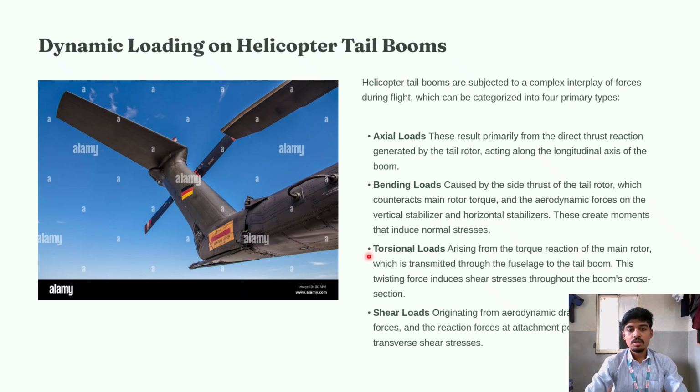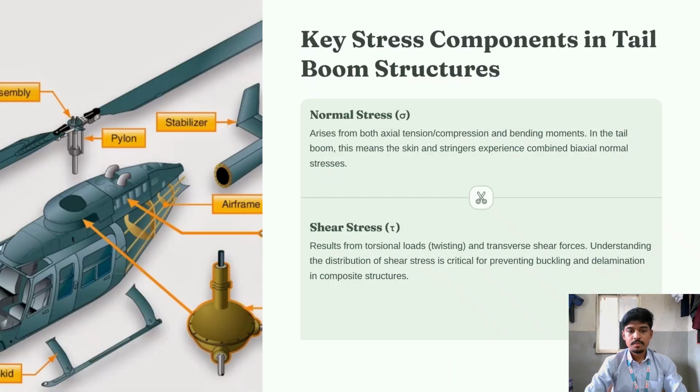Then third is torsional load. Torsional load arises from the torque reaction of the main rotor, which is transmitted through the fuselage to the tail boom. This twisting force induces shear stress throughout the boom's cross section. Then the fourth one is shear load. These originate from aerodynamic drag, shear forces, and reaction forces that are attached to the boom.